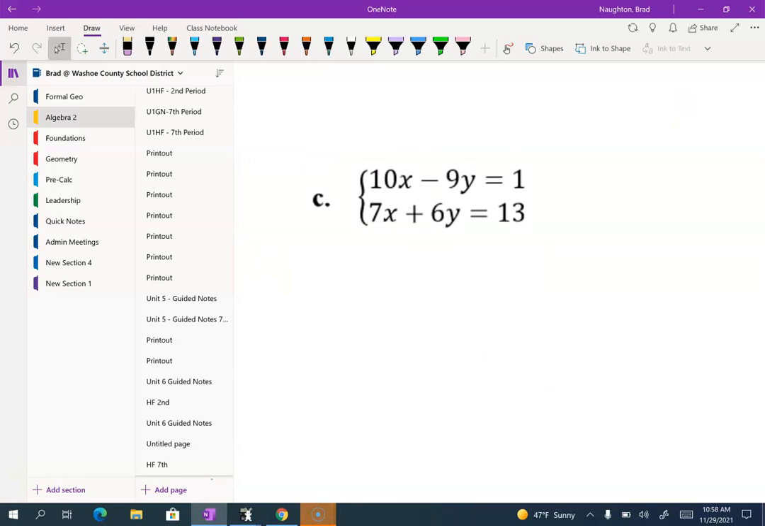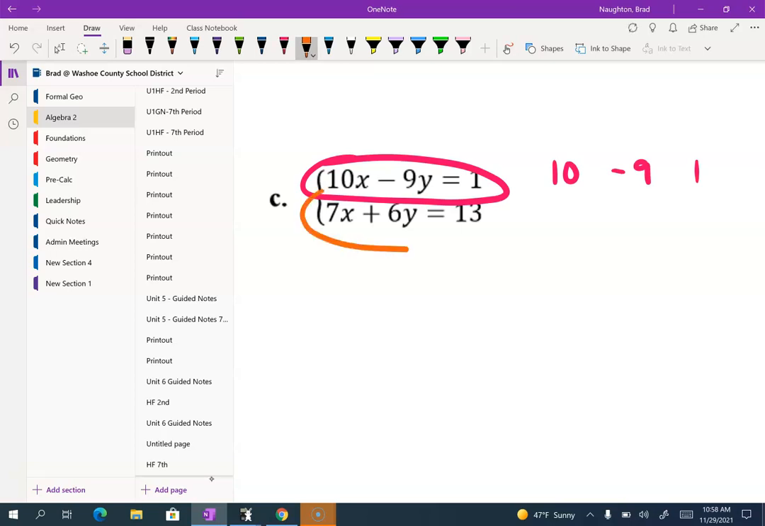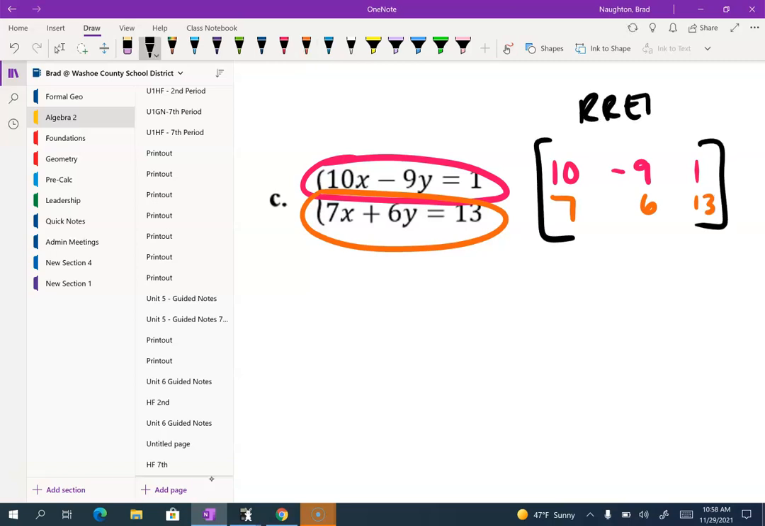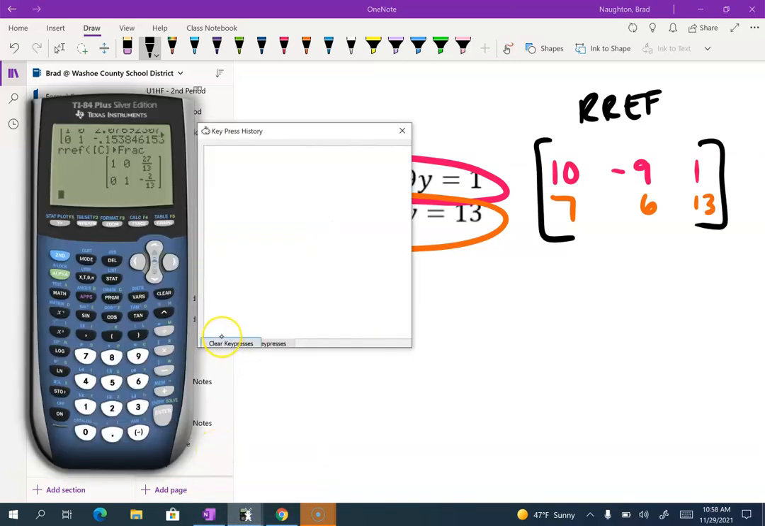Give it a shot. So hit pause. Come on back. So let's start with our first matrix: 10, -9, 1. Second matrix: 7, 6, 13. Brackets, because it's a matrix. RREF. So I'm going to clear out all this stuff because there's a lot in there. So I'm going to go back to matrix C, since it's already all set up for me.